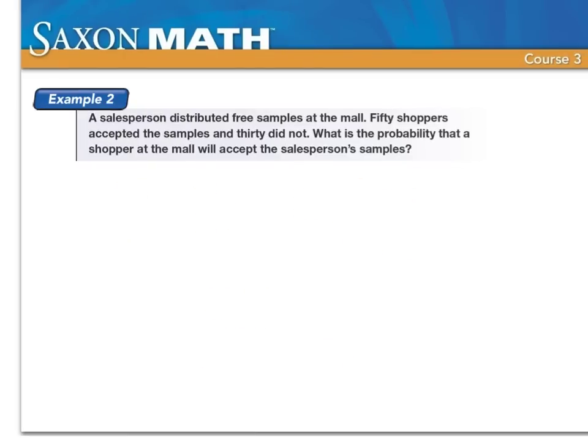A salesperson distributed free samples at the mall. It says 50 shoppers accepted the samples and 30 did not. What is the probability that a shopper at the mall will accept the salesperson's samples? So we've got some shoppers that accepted the samples.